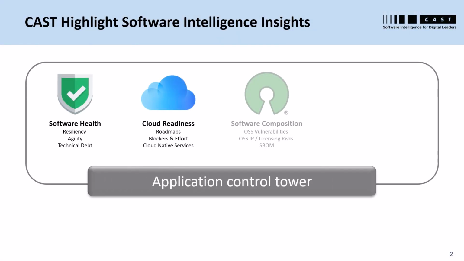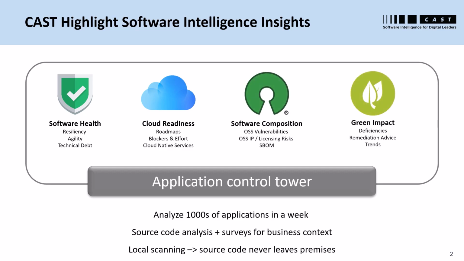Just as a quick reminder, Cast Highlight has several categories of intelligence that it produces. First, software health and insights such as resiliency, agility, technical debt. Second, cloud readiness, which includes roadmaps, blockers and effort, and identifying cloud-native services. Third, software composition, which identifies open source vulnerabilities, licensing and IP compliance risks, and generation of a software bill of materials. And finally, green impact, identifying green deficiencies, providing advice on remediation, and tracking trends over time.